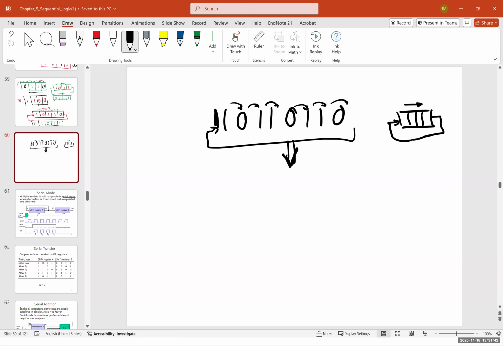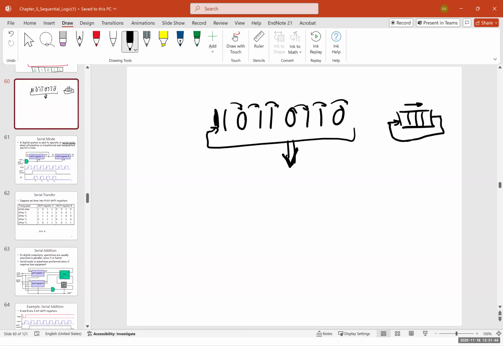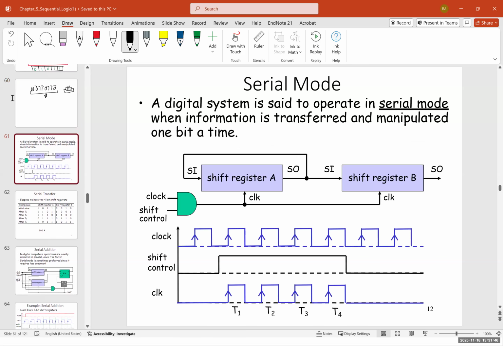Now let's continue with our shift registers. In serial mode, a digital system is set to operate in serial mode when information is transferred and manipulated 1 bit at a time. This is an example of a shift register in serial mode.